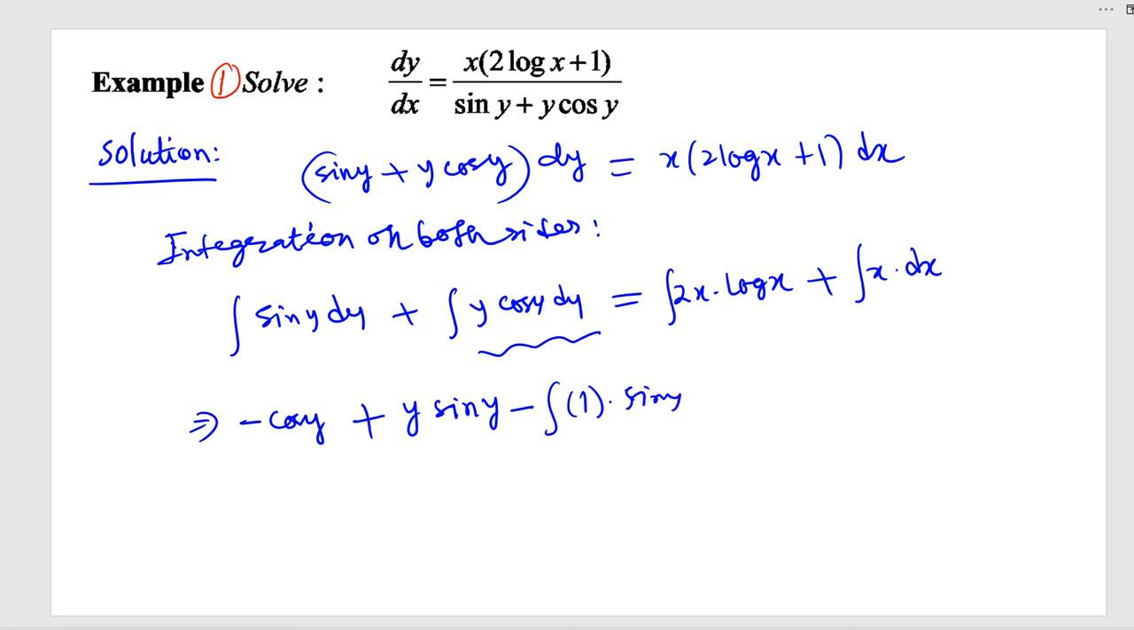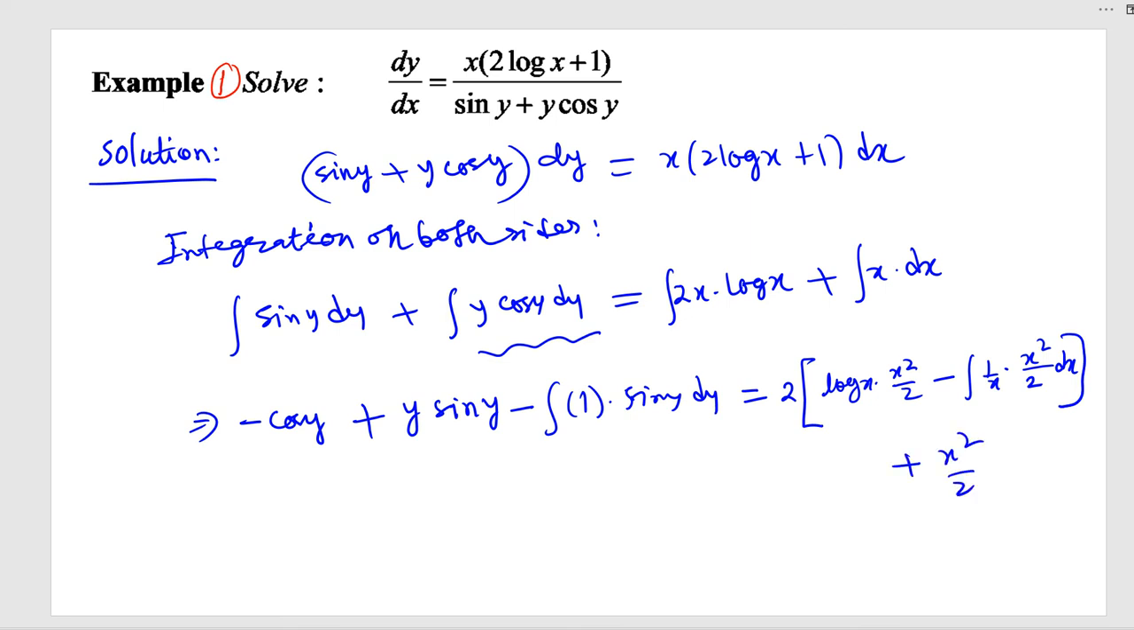sine of y dy equals, we have again 2 times, this is log x times x square by 2 minus integration of 1 by x into x square by 2 dx, plus here it is x square by 2 plus some constant c.